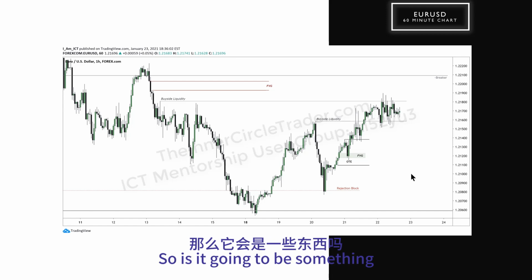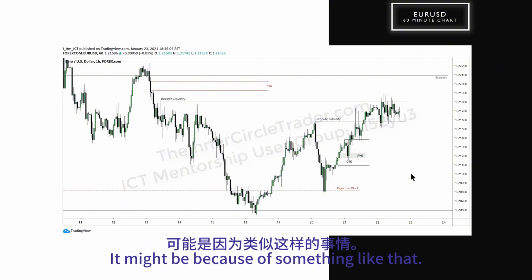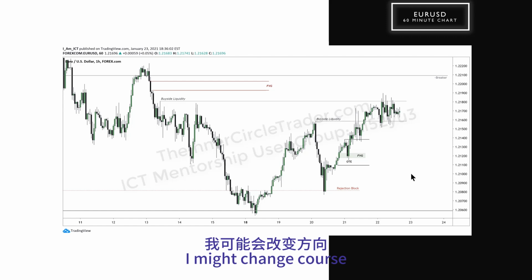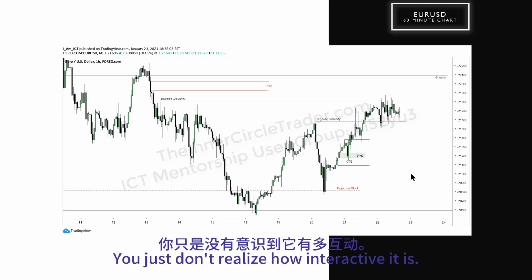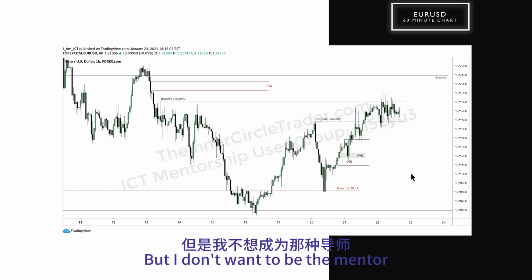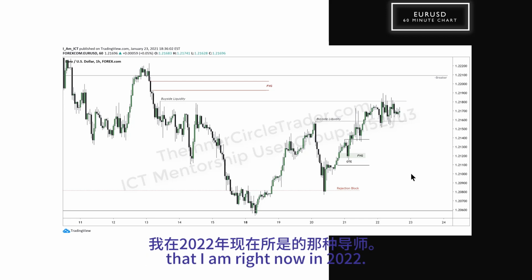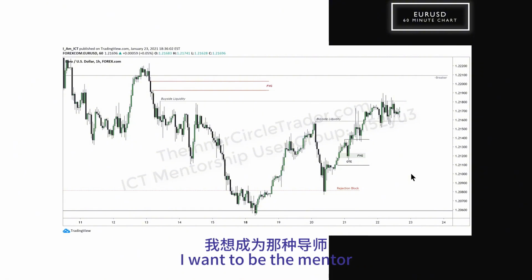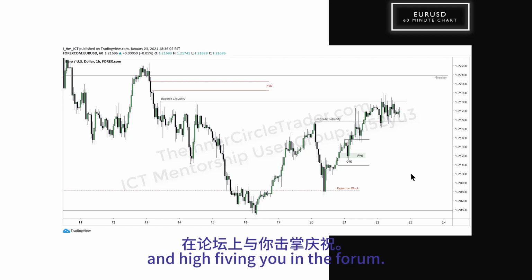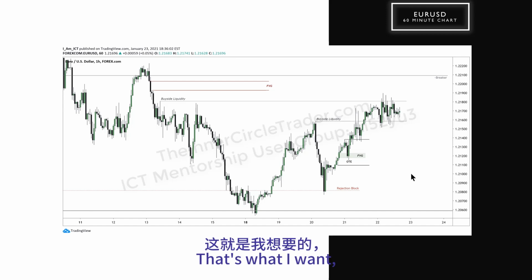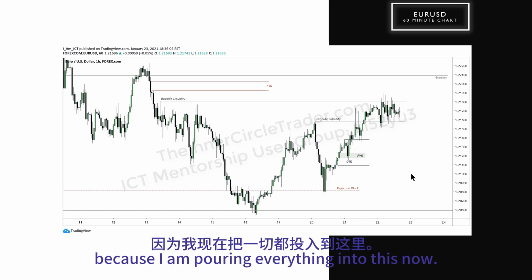So is it going to be something that I change my mind about in mid-year? It might be because of something like that. I might change course and go a different direction. I mean, this is a mentorship that is very interactive. You just don't realize how interactive it is. But I don't want to be the mentor that I am right now in 2022. I want to be the mentor that encourages you in what you've been doing and high-fives you in the forum. That's what I want, because I am pouring everything into this now.